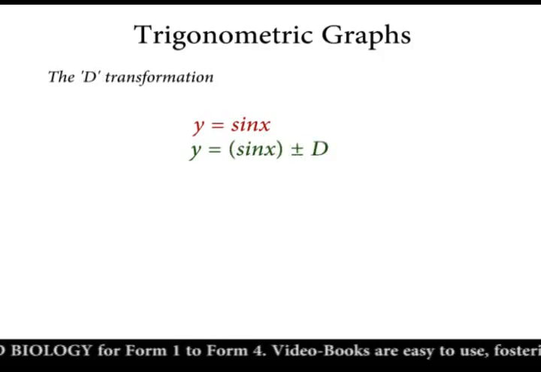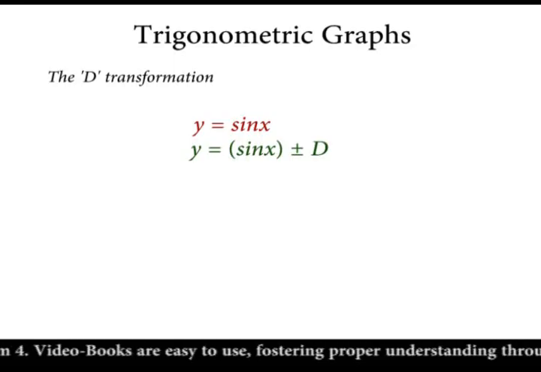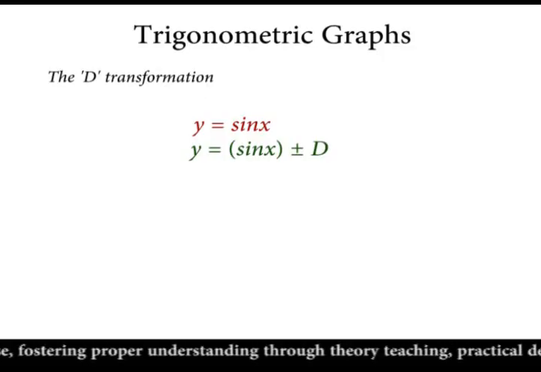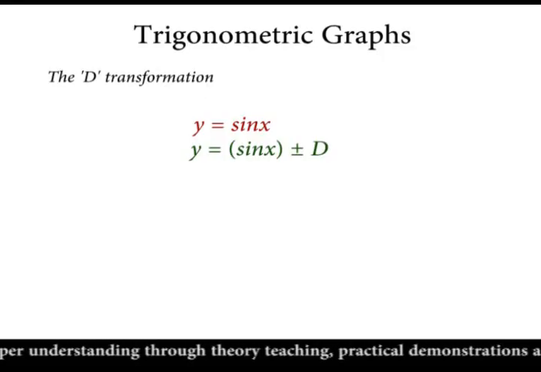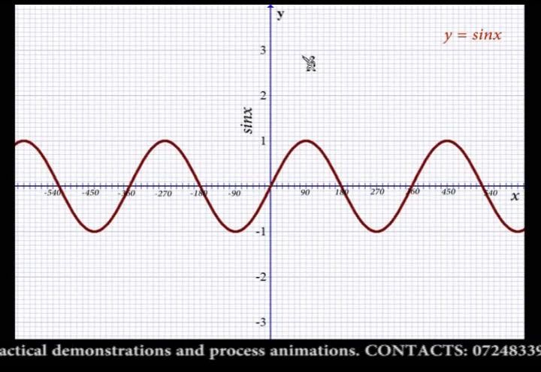Now, the next transformation is called a D transformation, like y is equal to sine x plus d, where a constant d is added or subtracted at the end of the function. Let's see the effects of the D transformation. This is our base function, y is equal to sine x.